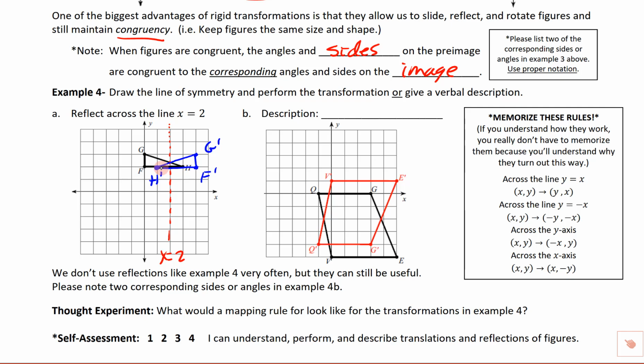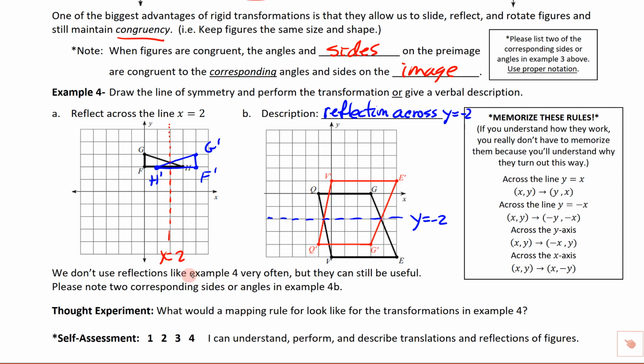Okay. Now, on this next one, it says give a description. So luckily, we don't have to come up with a mapping rule for this one, but let's identify where the line of symmetry would be on this. So the line of symmetry on this one is, it's kind of right where these intersect right there. So it's going to be this line right here. So that would be the line y equals -2. That's the line of symmetry. So this is a reflection across y equals -2.